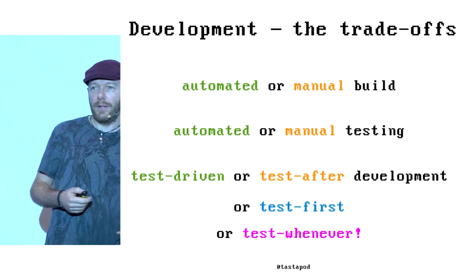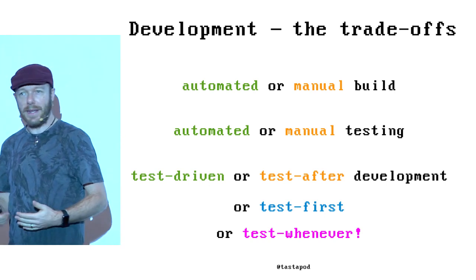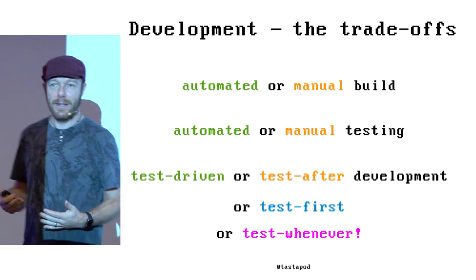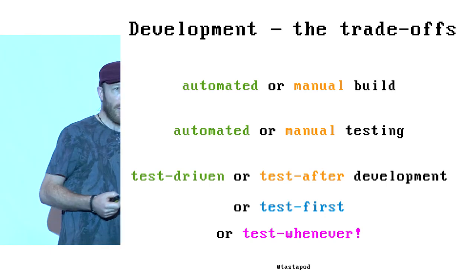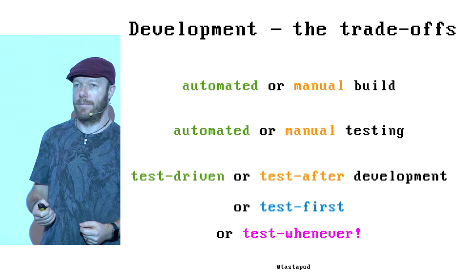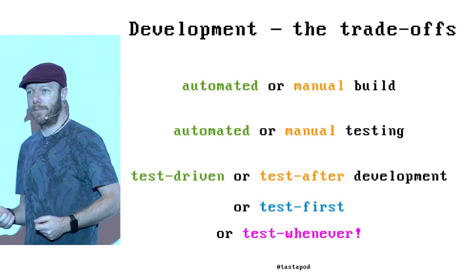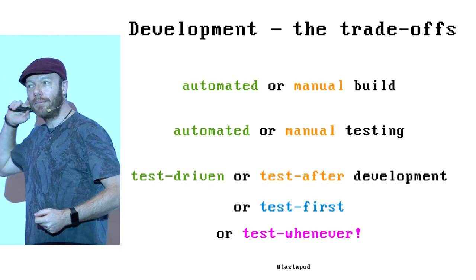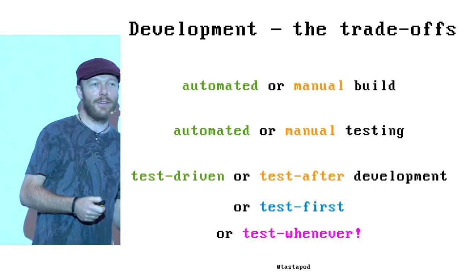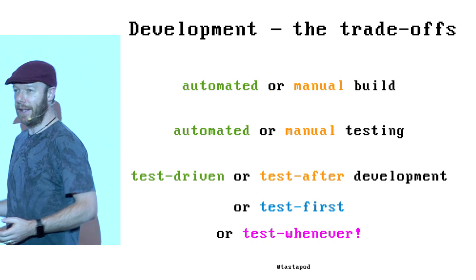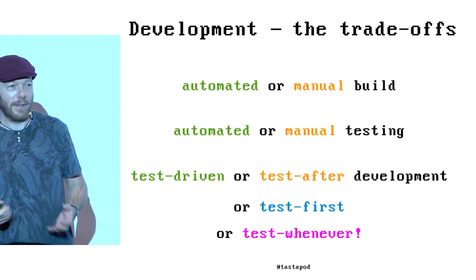So I gain quite a lot. I gain speed, I probably gain time back in my day, because as a human being I don't need to do this work. That's kind of cool. What am I losing? Flexibility. My build only does one thing. It does the thing I told it to do. It's programming. So I might lose some flexibility. What else do I lose?